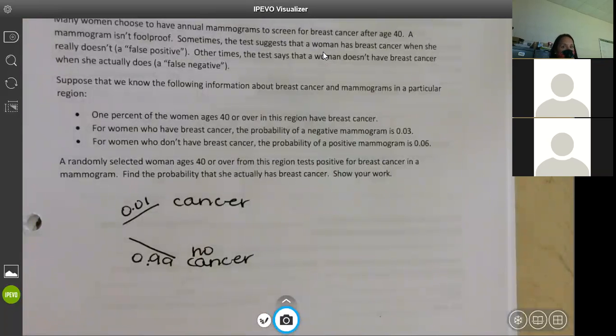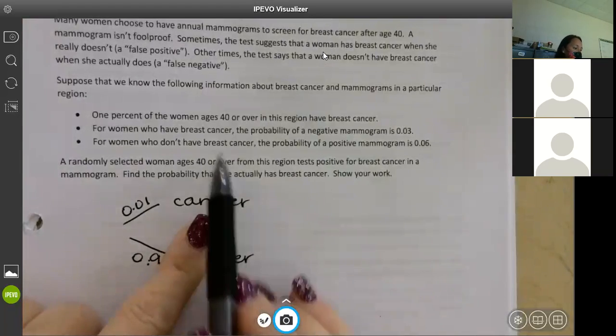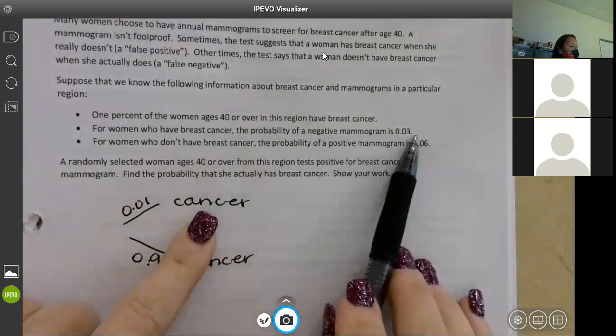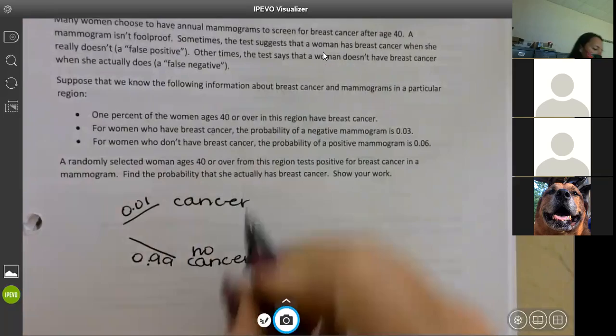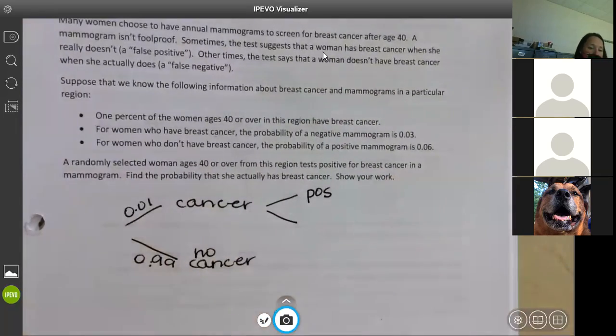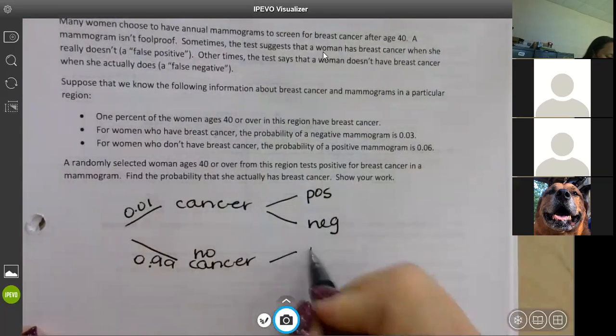But when they get a mammogram, they have a probability for women who have breast cancer. So we're looking at this one, have cancer. The probability of a negative mammogram is 0.03. So what are the two outcomes of the mammogram? False positive or false negative? We don't even worry about false. We're just going to go with positive and negative. Same thing on this one.